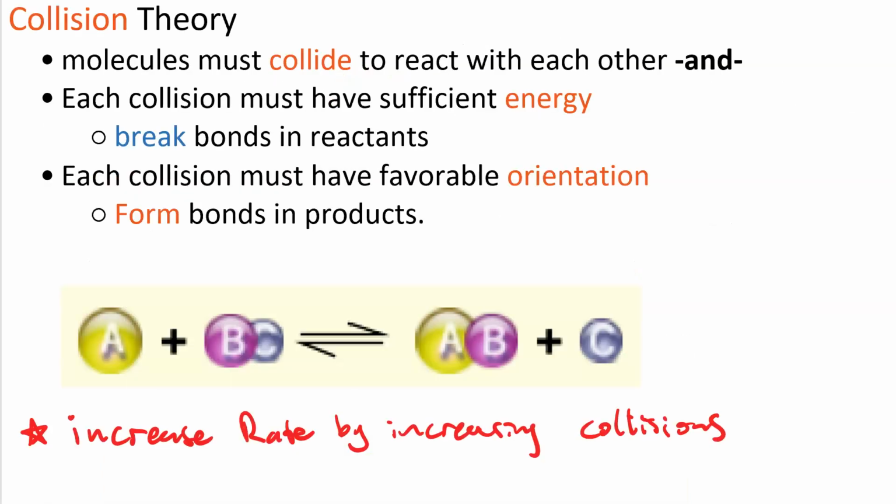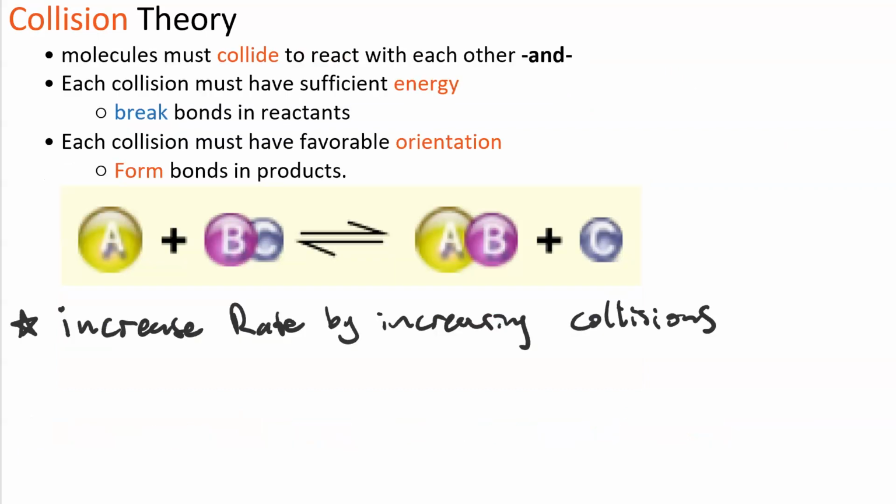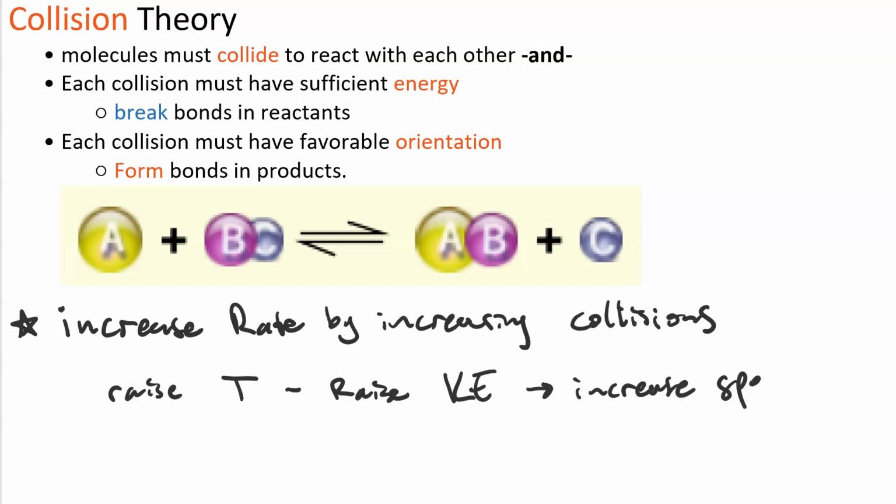So a corollary to collision theory is that we can increase the rate of reaction by increasing the frequency and or the force of the collisions. So how could we increase the rate of collisions? Well, you saw one way, by raising the temperature. That means all of the molecules travel faster because you're raising the kinetic energy. And the faster the molecules are going, the more often they will collide with each other.